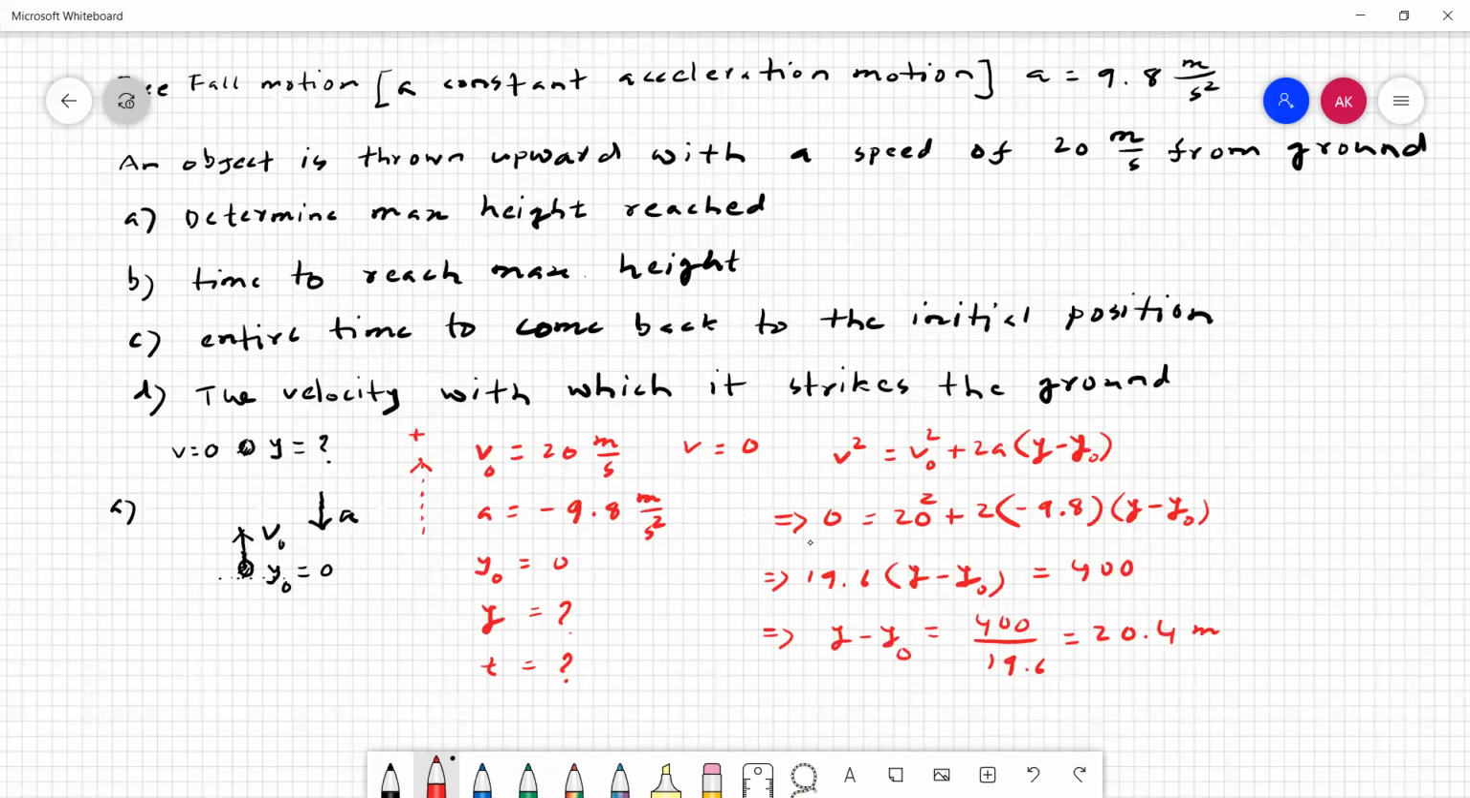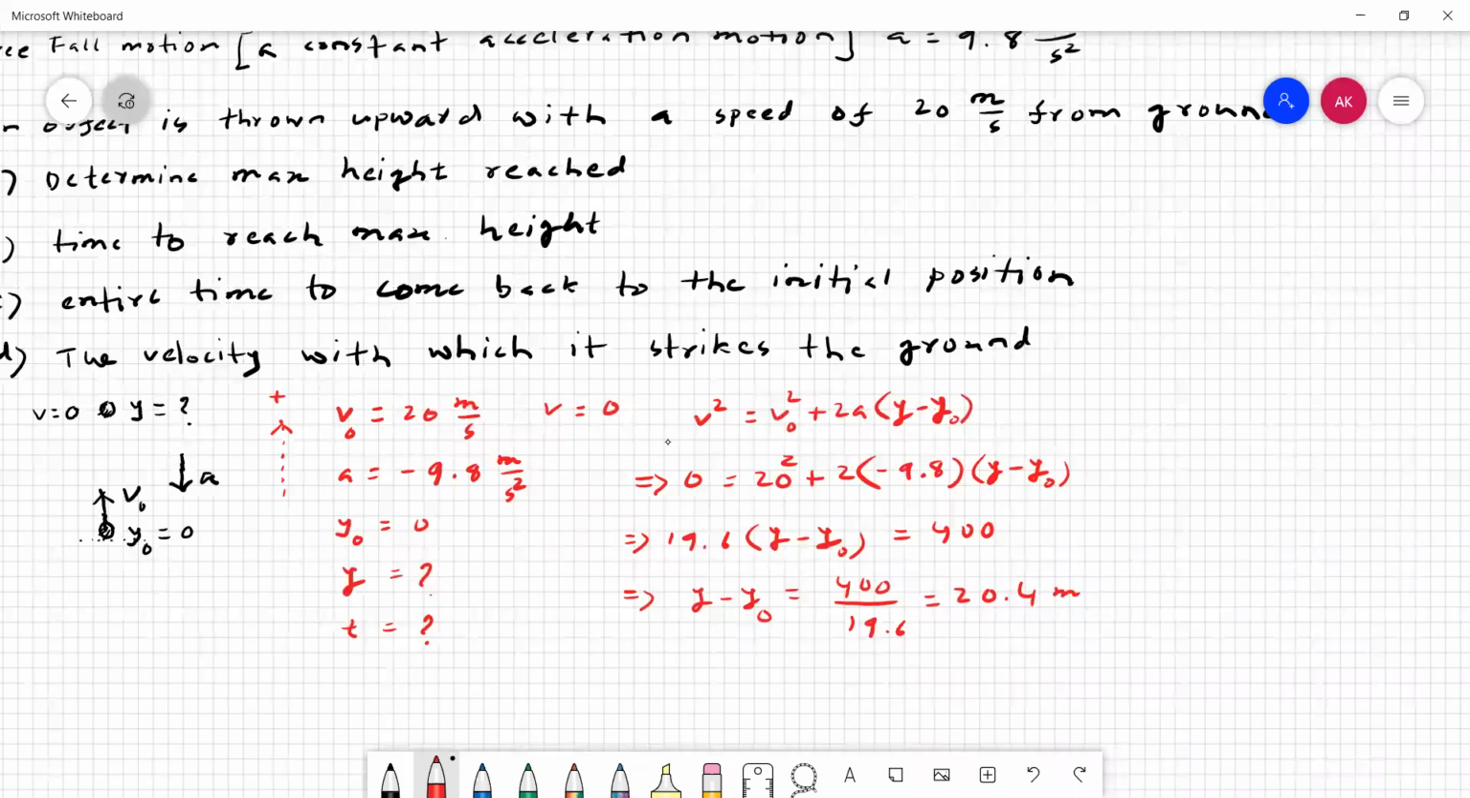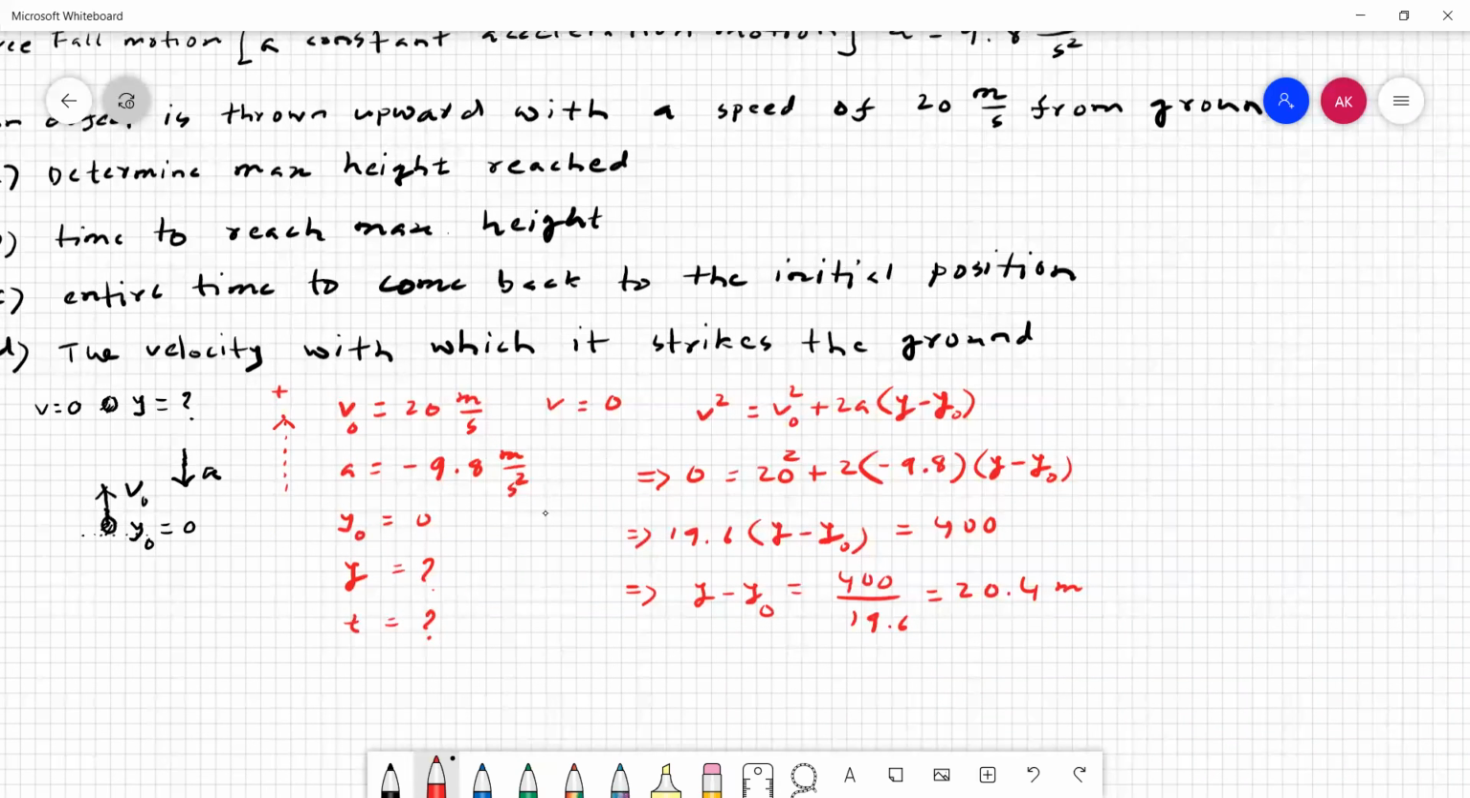Now, why did we use that equation? Again, given the parameters that are known, and we need to solve for y minus y naught, we have chosen that particular kinematics equation. We did not choose something involving t because we don't know t yet. Just to give you some comparison of what the coordinate axis means and how the problem can be done using another coordinate axis, for example, I use the downward direction to be positive.